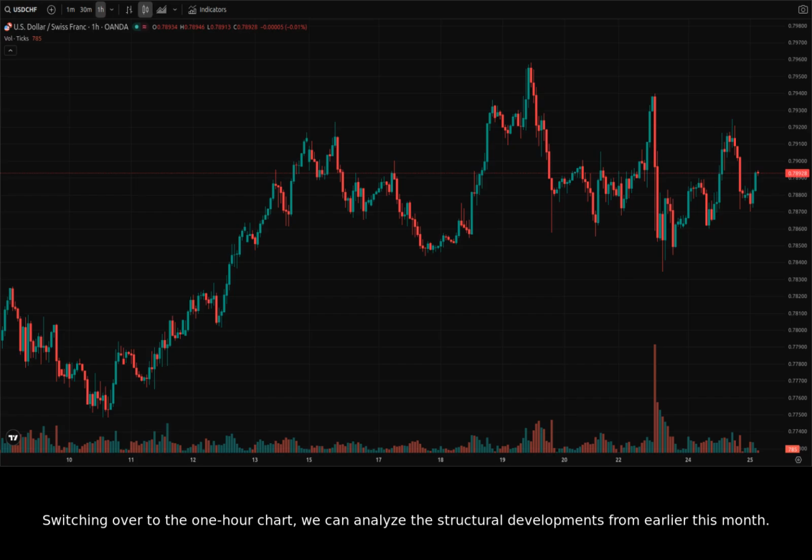Switching over to the 1-hour chart, we can analyze the structural developments from earlier this month. During this period, the pair showed significant respect for its moving averages as it attempted to build a base. Notice how the price consolidated between 0.778 and 0.783. This range provided a launchpad for the more recent move we are seeing today.